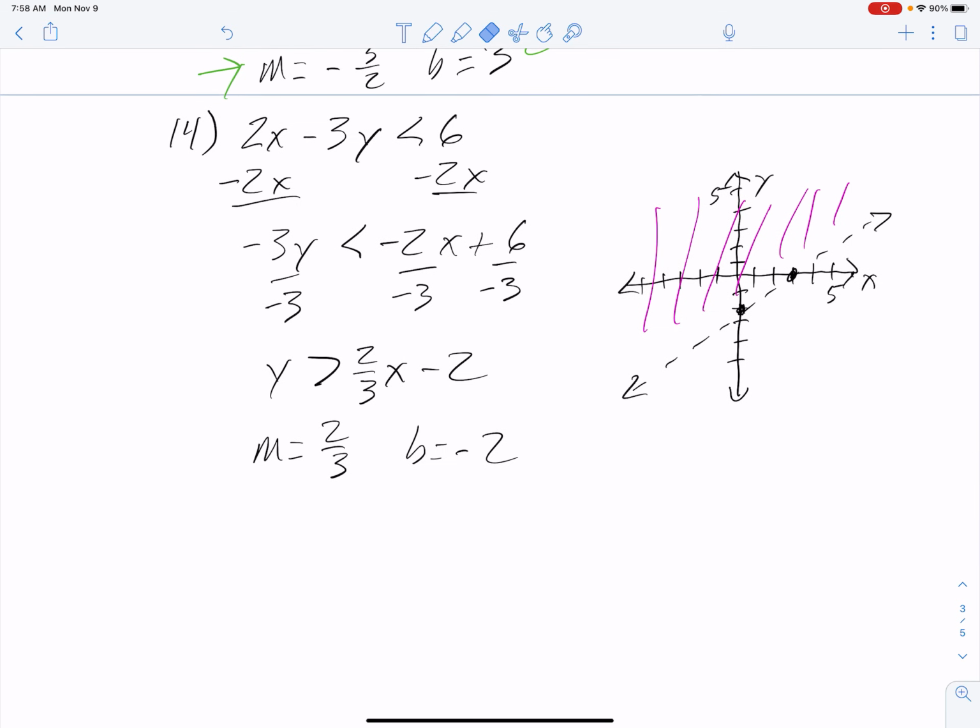And then finally, number 14, I subtract 2x. I divide everything by -3. Since I'm dividing by -3, I know I need to flip my sign. So I've got my slope of 2/3, my y-intercept of -2. So I graph my y-intercept at -2. I go up 2, to the right 3. Since it's greater than, I know I've got a dotted line shaded above.